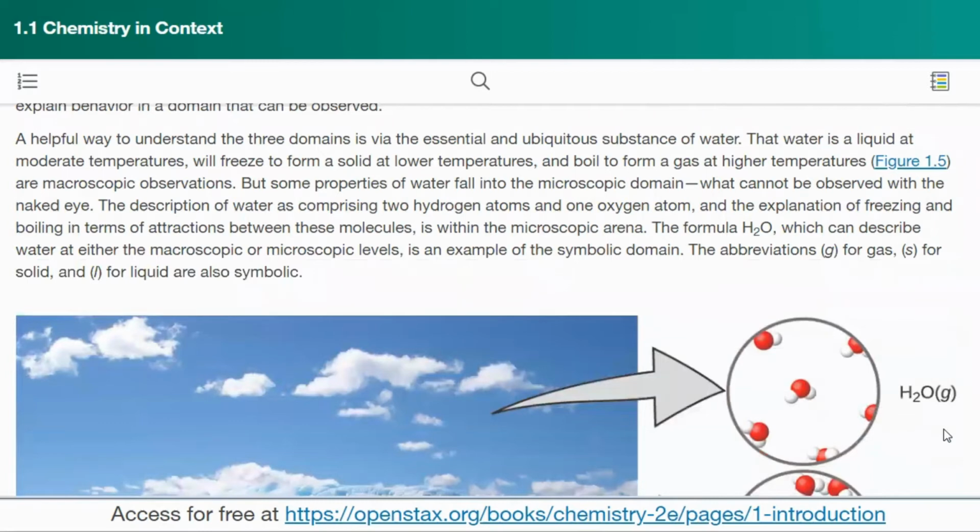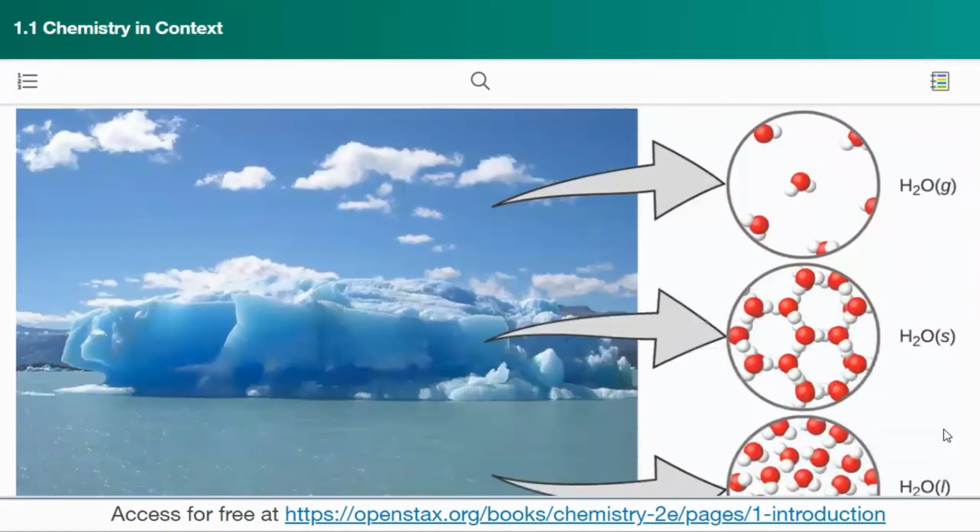A helpful way to understand the three domains is via the essential and ubiquitous substance of water. That water is a liquid at moderate temperatures, will freeze to form a solid at lower temperatures, and boil to form a gas at higher temperatures. Figure 1.5. So let's look at figure 1.5. Oh, that's a beautiful picture right there.